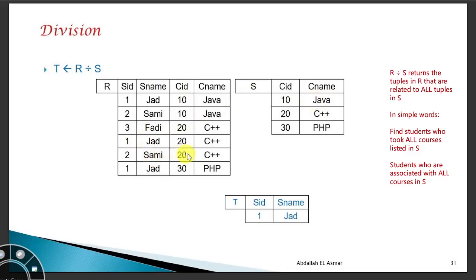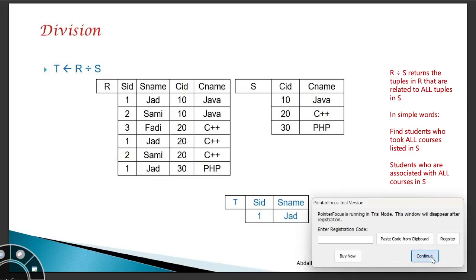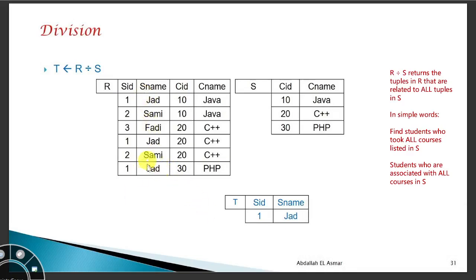Sami is related to 20 C++. 20 C++ is okay. But there is no Sami related to 30 PHP. So we don't take Sami. Why? Because the condition for all tuples in S is not satisfied.